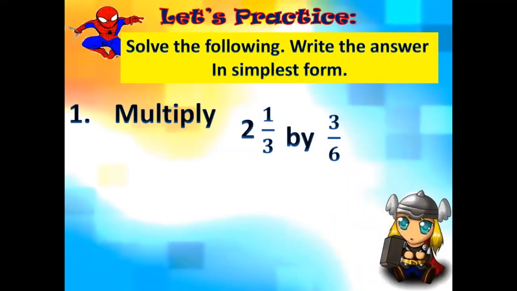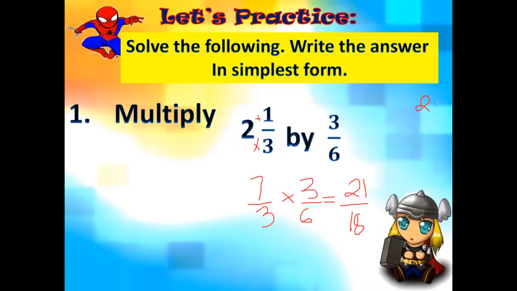This one, by, is also means multiplication. Okay, so multiply 2 and 1/3 by, or you're going to multiply this by 3/6. So again, this one, 2 times 3, 6 plus 1, 7. Then copy the denominator and then multiply 3/6. Okay, so multiply the numerator. 7 times 3 is 21. Then 3 times 6 is 18.